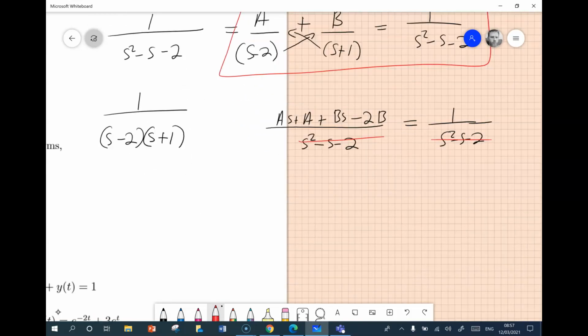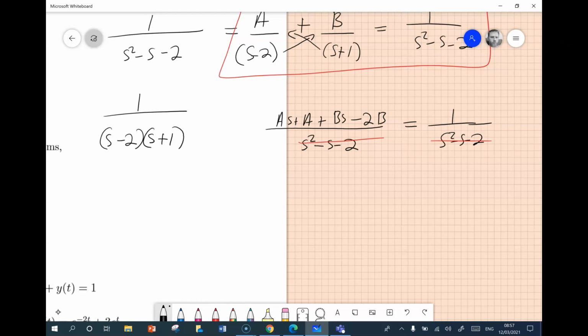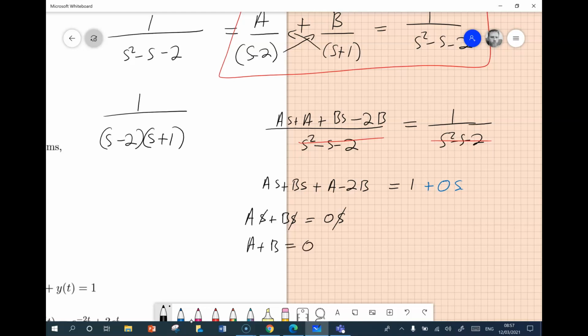So using my identities then for the top line, I get my as plus bs, I get my s's together, plus a minus 2b is equal to 1. And I want to let my s's equal my s's and my constants equal my constants. So I'm going to say that there's no s's on the left there. If there was s's, I'd just leave them equal to that. So as plus bs is equal to 0s, and just cancel off your s's. So a plus b equals 0. It won't always be equal to 0, it depends on the question. So a minus 2b in this case then is equal to 1.